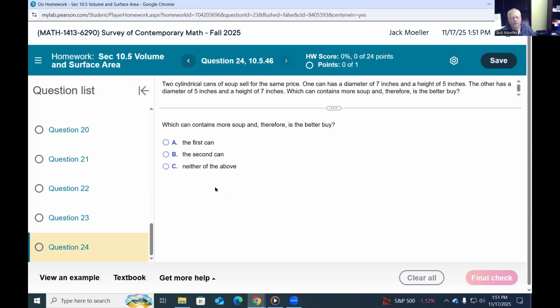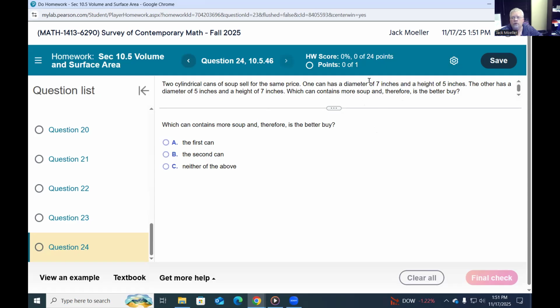Oh, never mind. Both of those questions are volume problems, because on this one it's 2 cans of soup. Which one's the better buy? Well, you just find the volume of each one of those, and then see which one's bigger. Since the volume formula for a cylinder is pi r squared h, there is no issue.